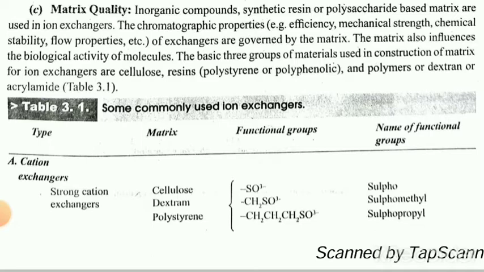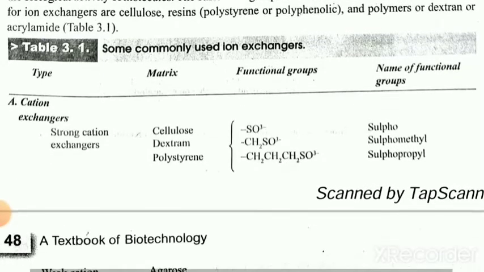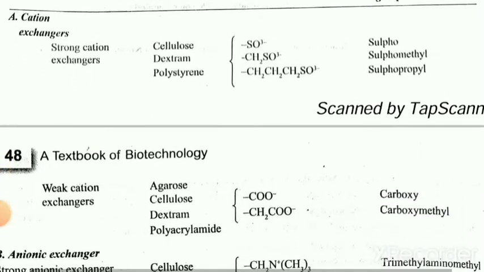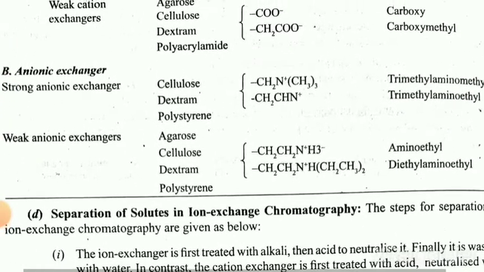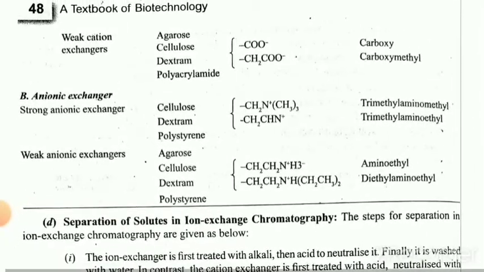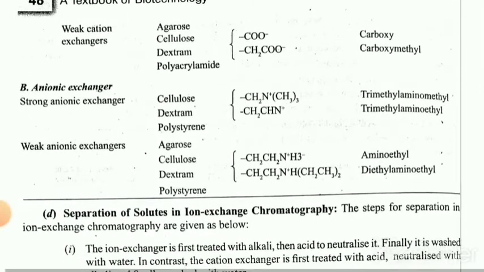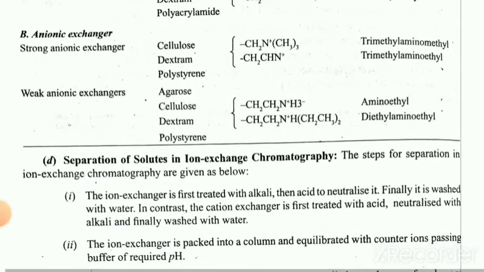The matrix also influences the biological activity of molecules. The basic three groups of materials used in construction of matrix for ion exchangers are cellulose, resins (polystyrene or polyphenolic), and polymers (dextran or acrylamide). Table 3. D. Separation of solutes in ion exchange chromatography. The steps for separation in ion exchange chromatography are given as below.